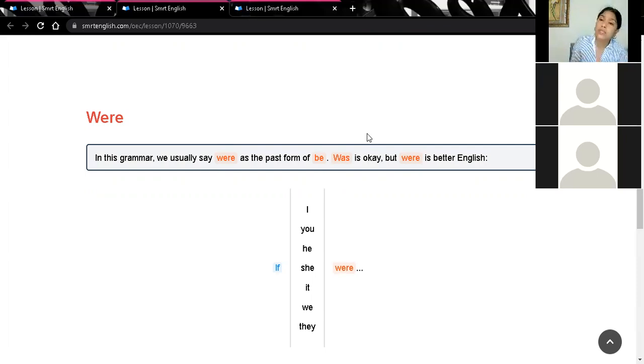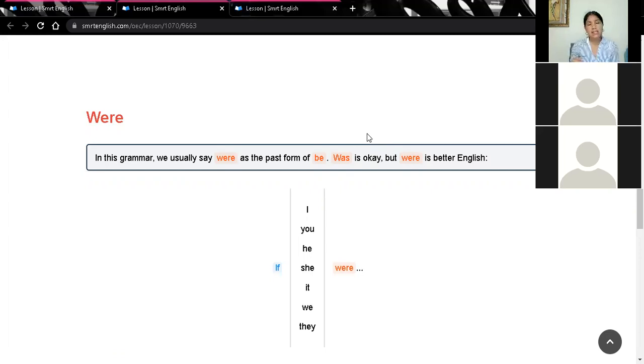So I want you to notice something. Notice that it says in here, in this grammar, we usually say were as the past form of be. Was is okay, but were is better in English. What does it mean? I know that the past tense of the verb to be is was or were, depending on the subject, right? But when talking about the conditionals, the hypothetical situations and the unreal events of this conditional, which is the second conditional, it is better.